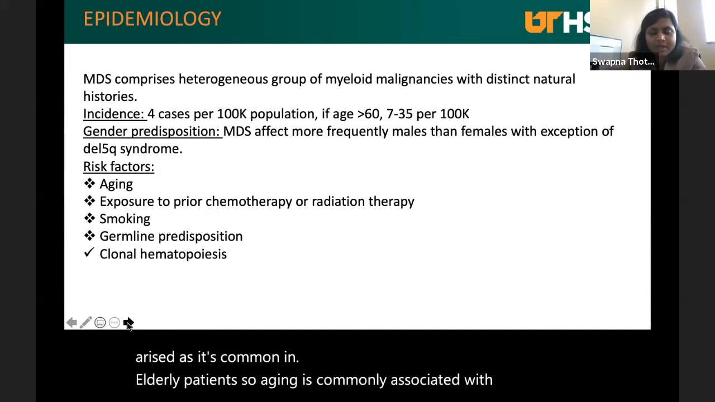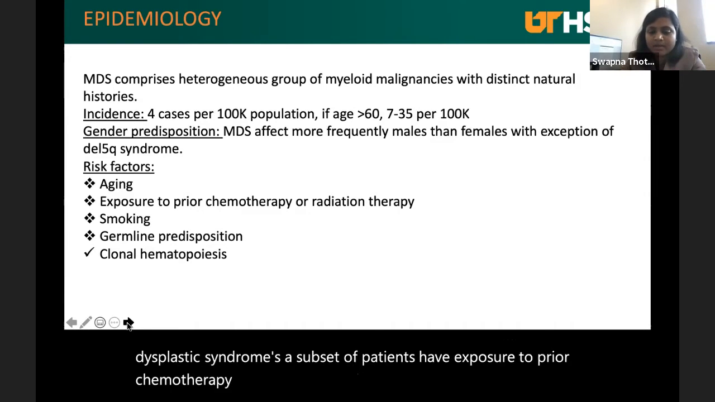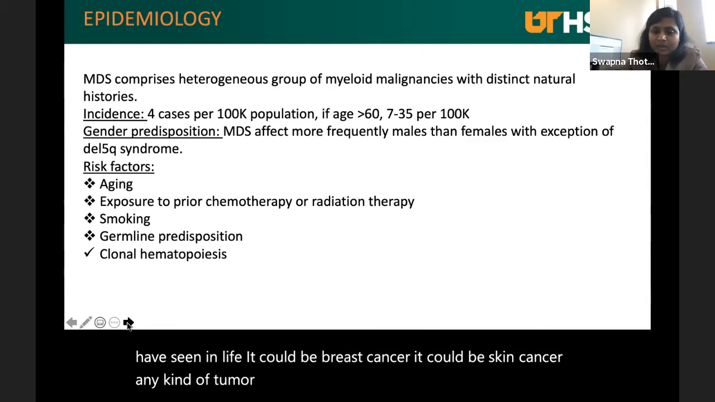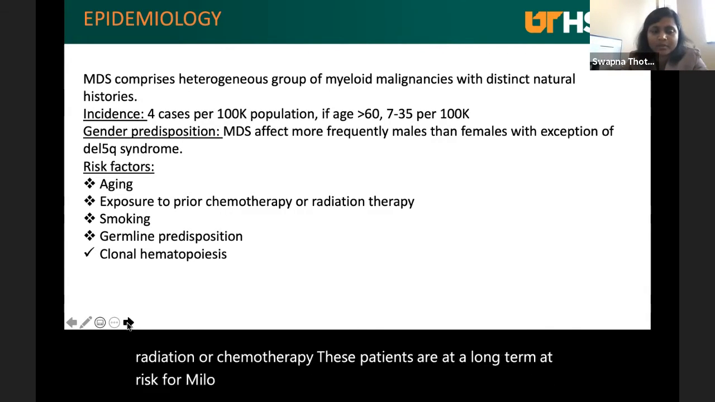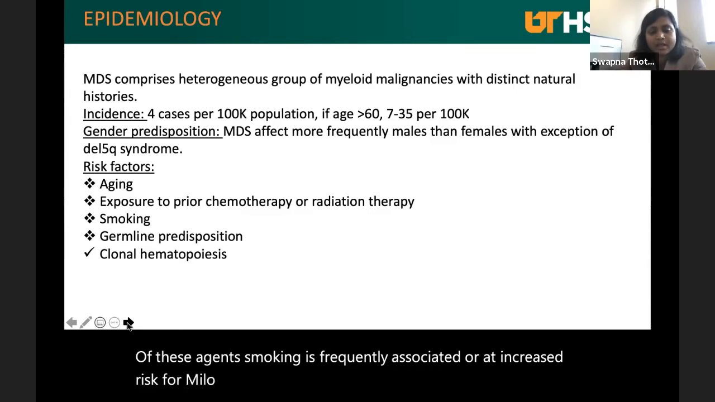A subset of patients have exposure to prior chemotherapy or radiation therapy for any other malignancy they have seen in life. It could be breast cancer, it could be skin cancer, any kind of tumor that they had to undergo radiation or chemotherapy. These patients are at long term risk for myelodysplastic syndrome from the toxicity of these agents. Smoking is frequently associated with increased risk for myelodysplastic syndrome.